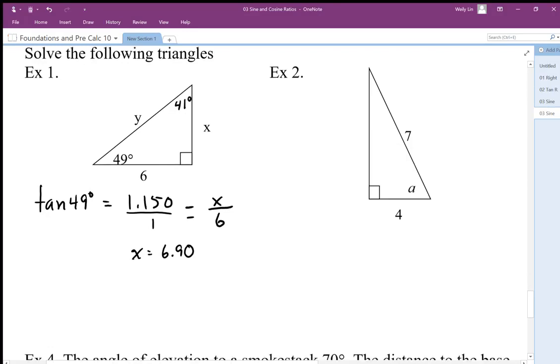Okay, so now I have solved for the angle, and I've solved for the one side length. I just need the third side length, and I have everything down. For this third side length, I have lots of options. I could use Pythagoras here.